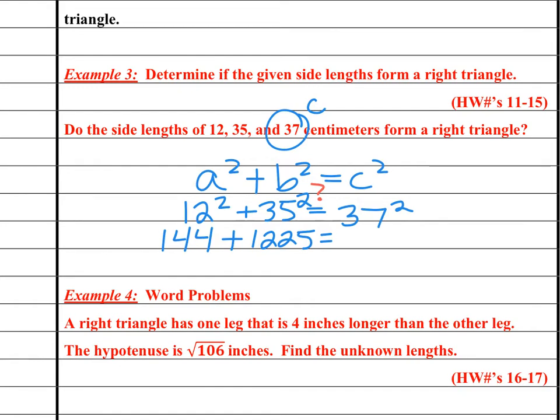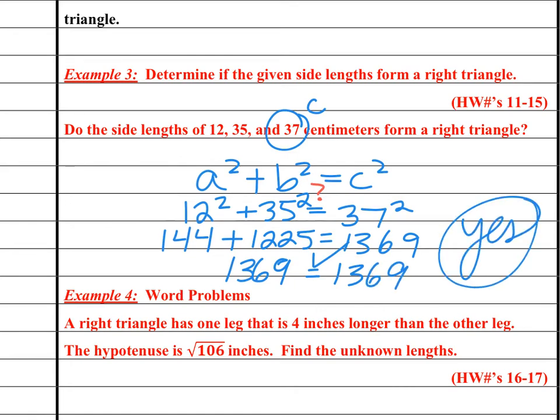1369. Okay. What do we get on the left-hand side? Is it the same thing? Yeah. Okay, so this is the last thing I should see. 1,369 equals 1,369. So is it a right triangle? Yes, because a squared plus b squared does equal c squared.